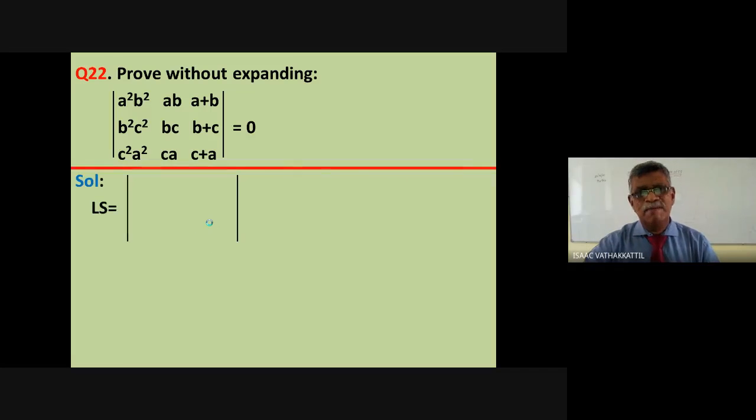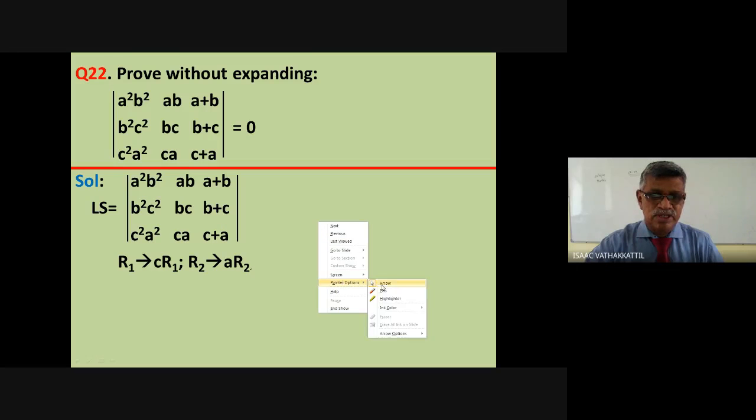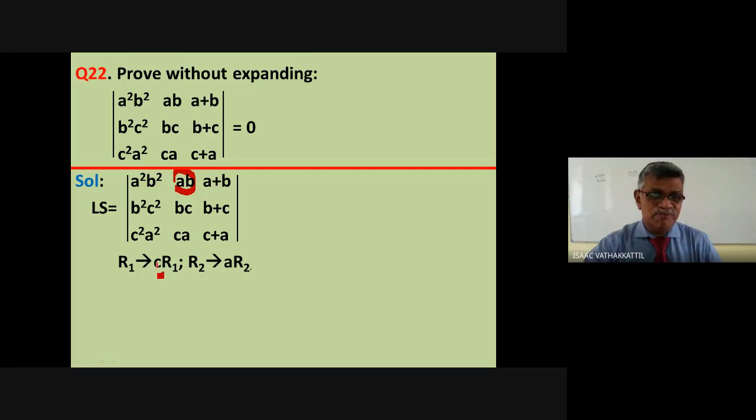I take left side as it is. What I do is that the first row I multiply with C. Second row I multiply with A. Why do I multiply with C the first row? See, you can see the second column. There is only AB. So when I multiply the first row with C, I get ABC here. When I multiply the second row with A, I get ABC here.